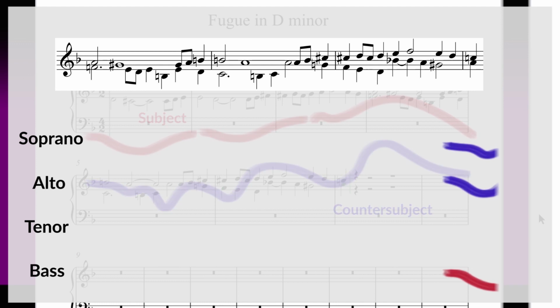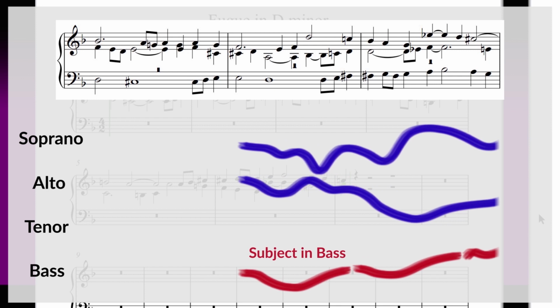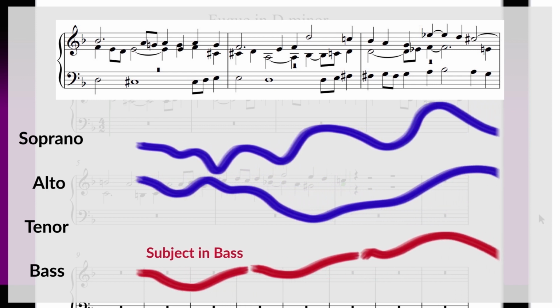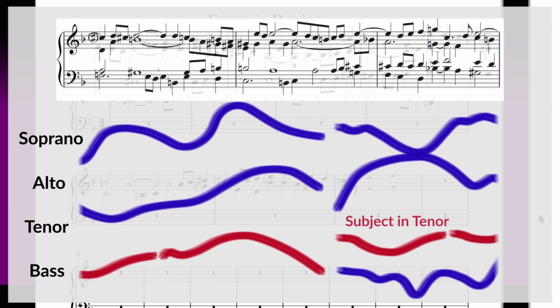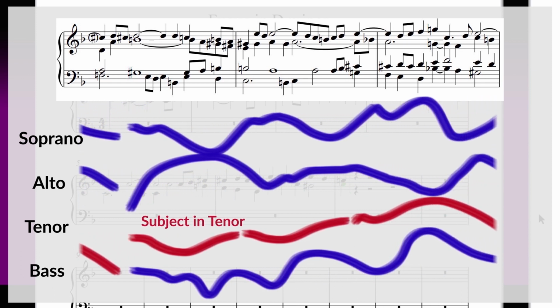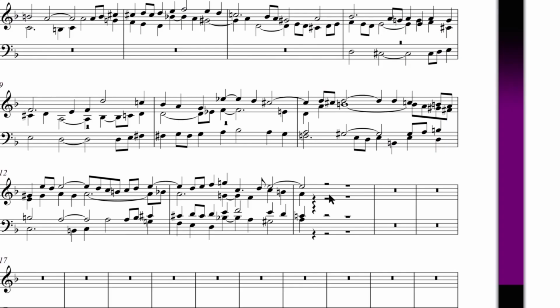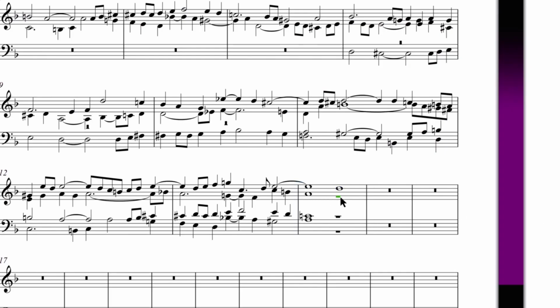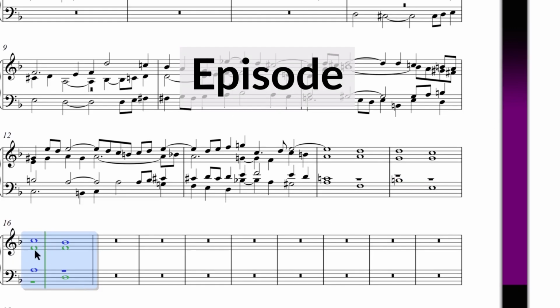The other 2 voices then enter one by one with their versions of the subject. And as they gradually enter, the music becomes increasingly dense, ultimately having all 4 voices playing at the same time. So at this point, after the subject is introduced in all 4 voices, the music begins its first section without any subjects, and this is known as the episode.